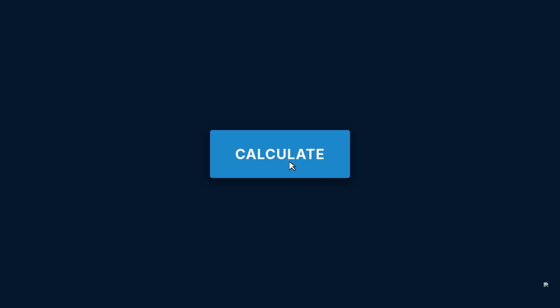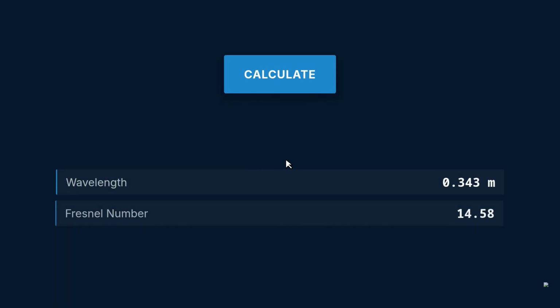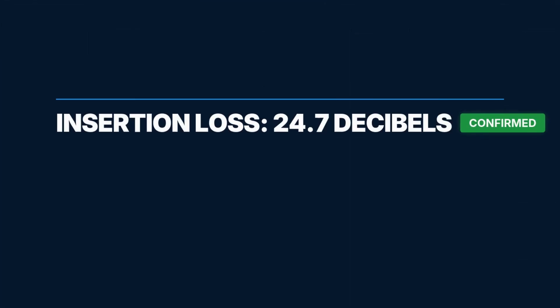After clicking calculate, we get wavelength 0.343 meters, Fresnel number 14.58, and path length difference 2.50 meters. And insertion loss 24.7 decibels. The barrier status confirms the barrier provides 24.7 decibels attenuation.